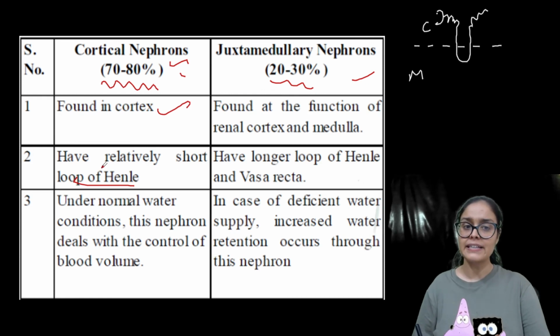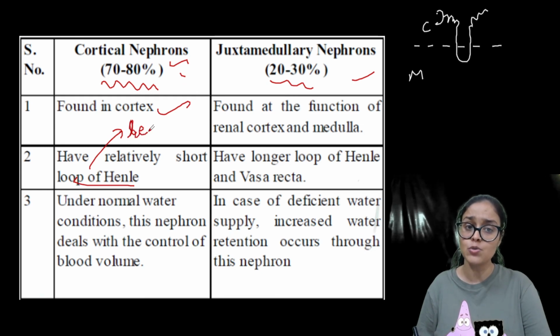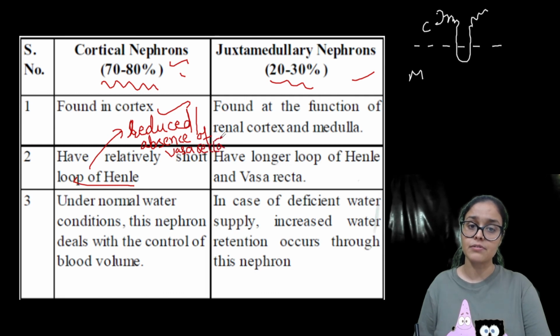And obviously, because the loop of Henle is short, they have reduced or absent vasa recta. Reduced or absent vasa recta. So this is something which you have to remember, right?